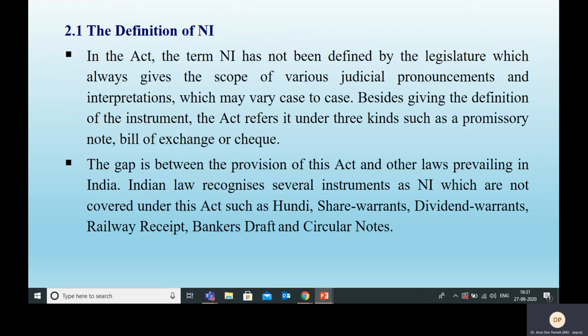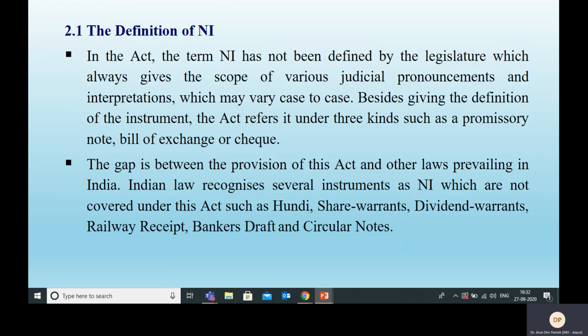As far as the definition is concerned, there is no specific definition in the legislature. In the Act, the term negotiable instruments has not been defined by the legislature, which always gives the scope of various judicial pronouncements and interpretations, which may vary case to case. Just because of this ambiguity, the law has turned to be insignificant. Besides giving the definition of the instrument, the Act refers to it under three kinds, such as a promissory note, bill of exchange, or check.